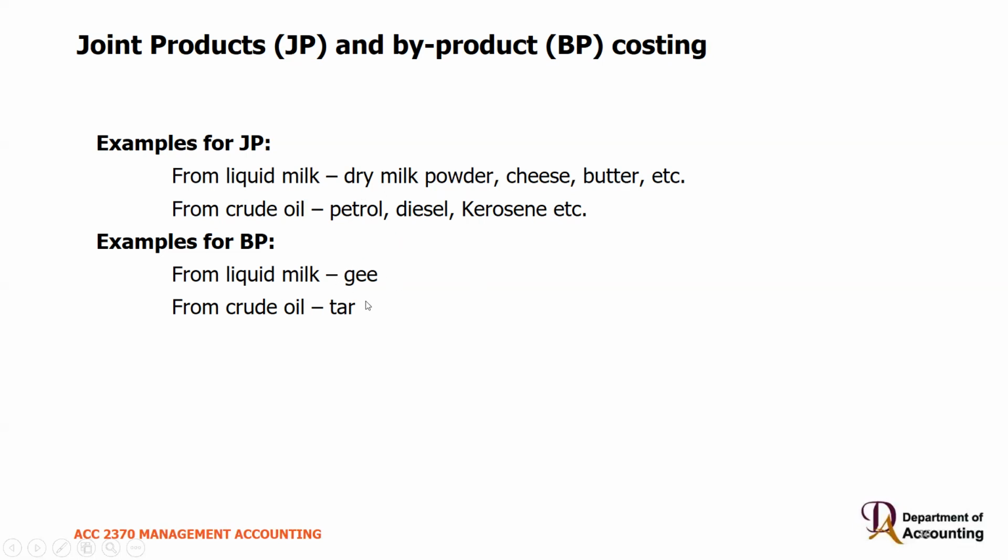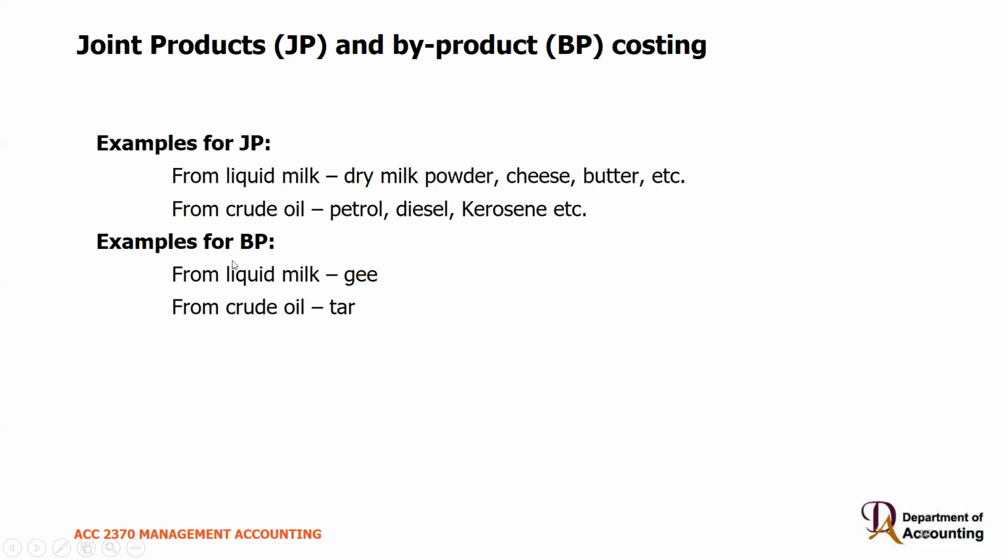As a result of this process, at the end or in the middle during the process, you are getting ghee, right? It is a byproduct. You are not putting in effort to produce this ghee, but as a result of this production, you are getting ghee. As a result of processing crude oil to get petrol, diesel, and kerosene, you end up having tar. That is the byproduct, right? So this is the nature of joint products and byproducts.